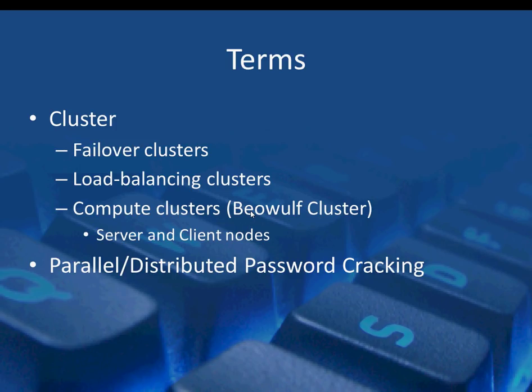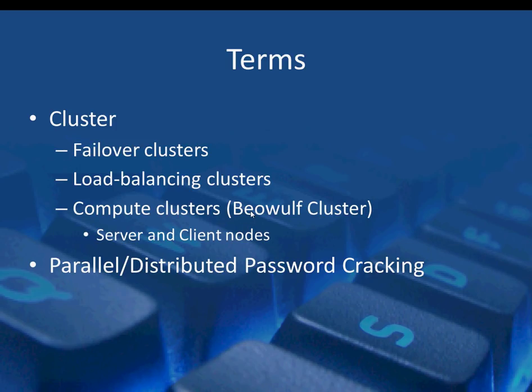The next type is a compute cluster, more commonly known as a Beowulf cluster. This is what I'll be demonstrating today. In a Beowulf cluster, there's generally a server and then many client nodes. The server may also be a node in the cluster, but it doesn't have to be. What it generally does is it's a management server that sends out jobs to all of the client nodes and makes the job faster by distributing it evenly throughout all of the different clusters.